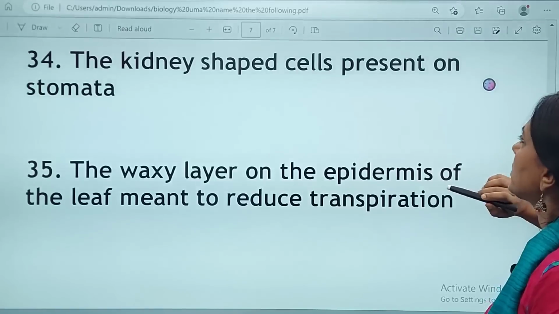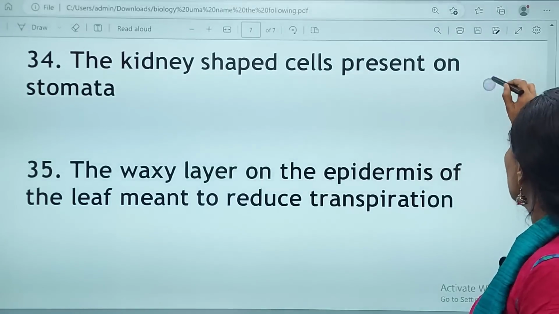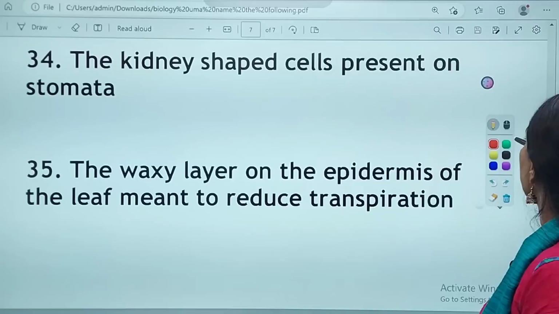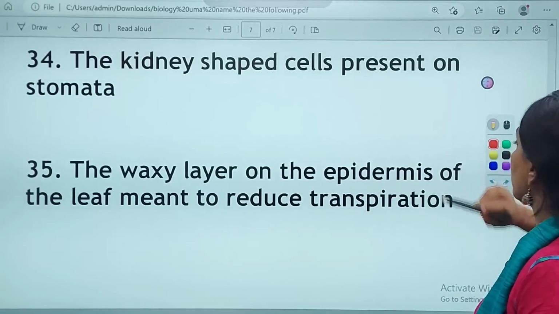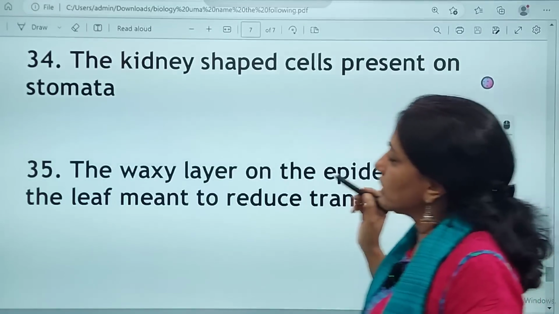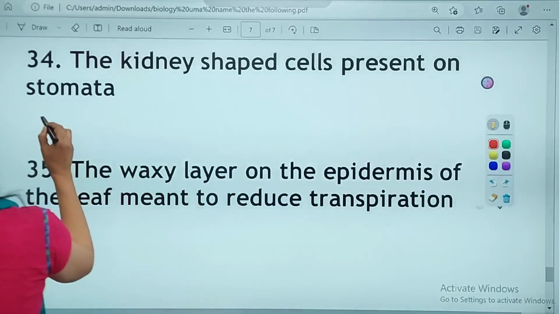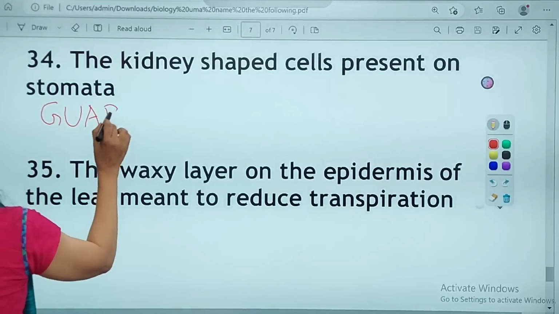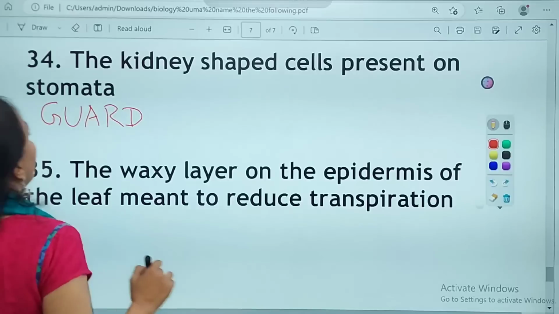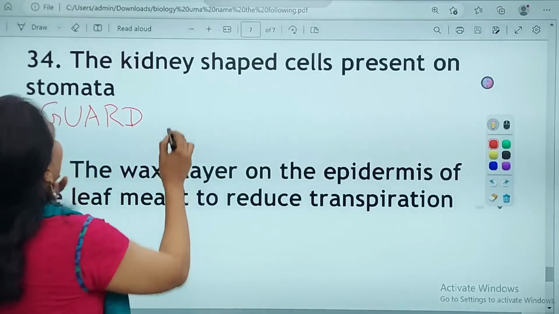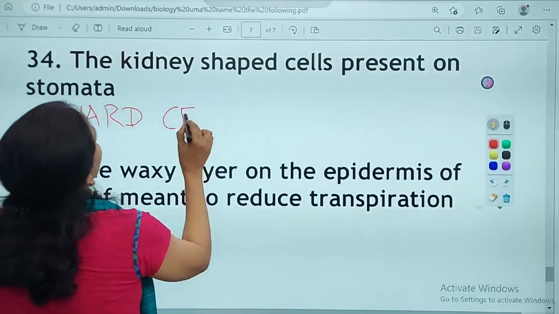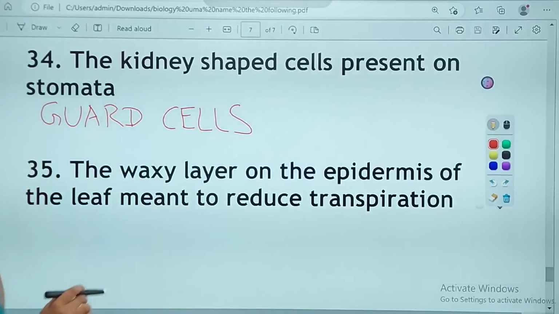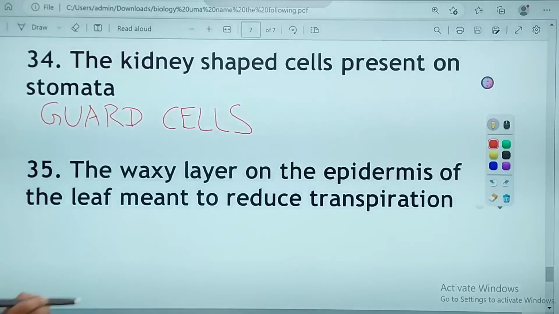The kidney-shaped cells present on the stomata. What are the kidney-shaped cells present on the stomata? Sometimes they can ask you just from the leaf itself. They are called guard cells, as you know. Very often people get confused when they write kidney-shaped cells and they immediately write stomata. The stomata per se are not kidney-shaped. It's the guard cells that are kidney-shaped.